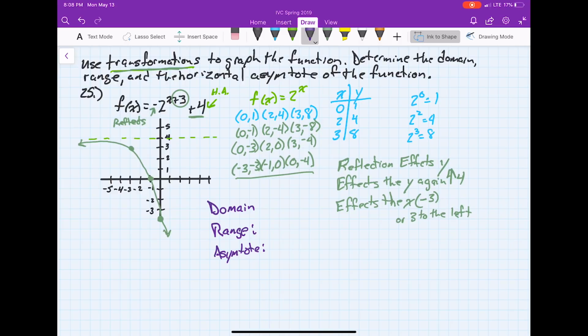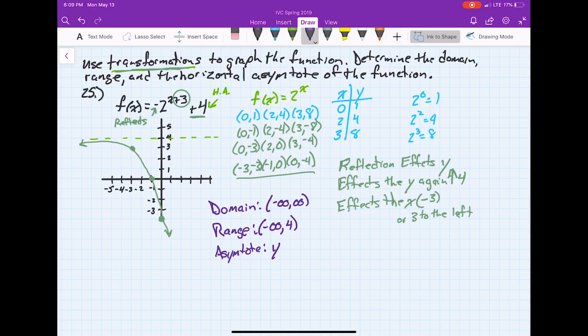So our domain, as we can see, starts at -infinity and keeps going to infinity. So we have -infinity to infinity. Our range starts at -infinity and it goes up to, but does not include 4. So that was our horizontal asymptote. So we might as well write that here as well. Y equals 4. And that's the answer to this problem.